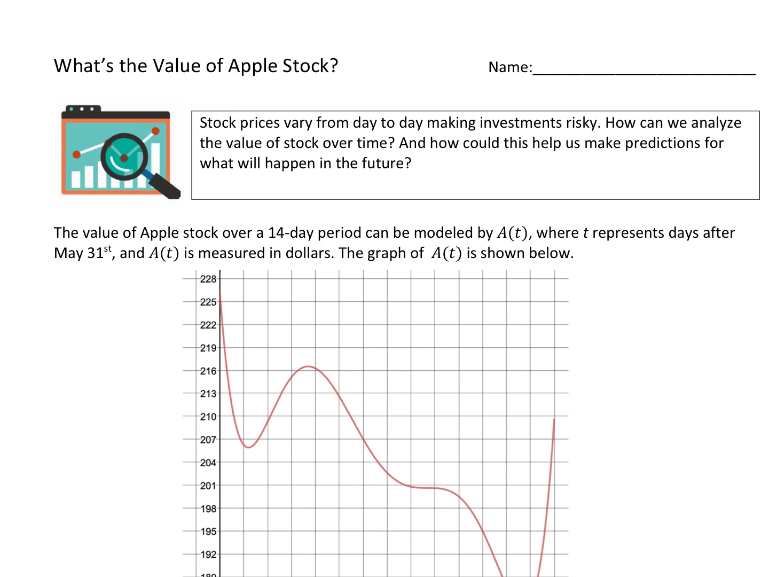So the value of Apple stock over a 14-day period can be modeled by this graph in red below, A of T, where T is representing the days after May 31st, and A of T is measured in dollars. So that red function there, those are all the dollar amounts at specific days after May 31st. Okay, so this is our graph below.